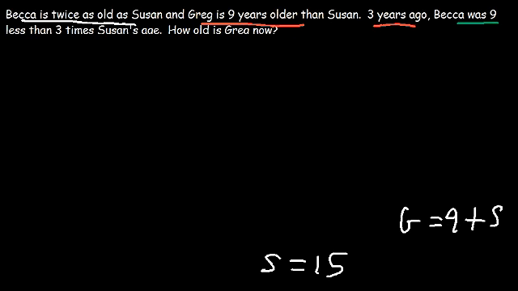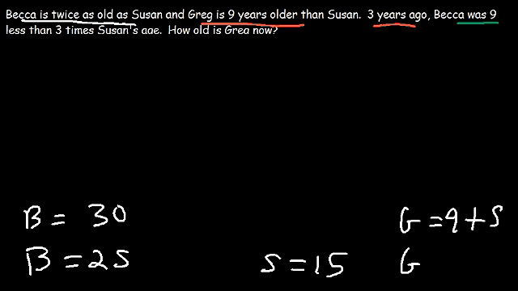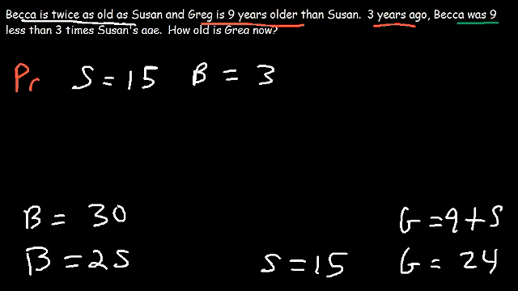Now we know that Becca is twice Susan's age, so Becca is 2S. So 2 times 15 is 30. And Greg is 9 plus S. 15 plus 9 is 24. So in the present, Susan is 15, Becca is 30, and Greg is 24.